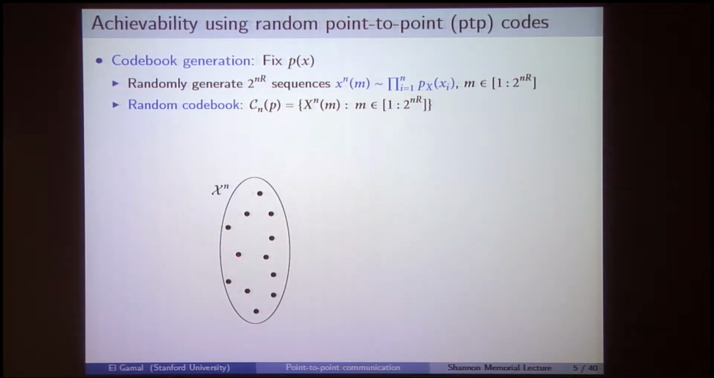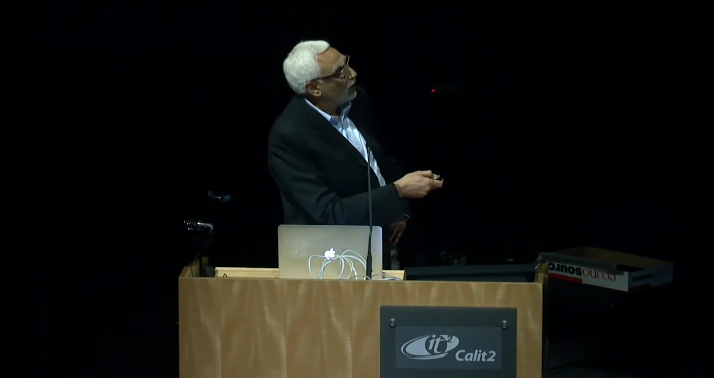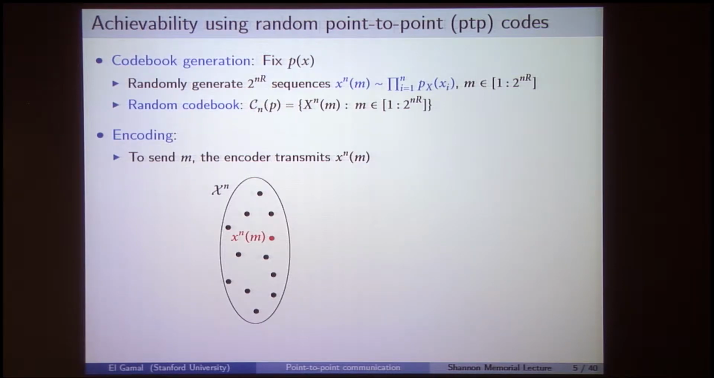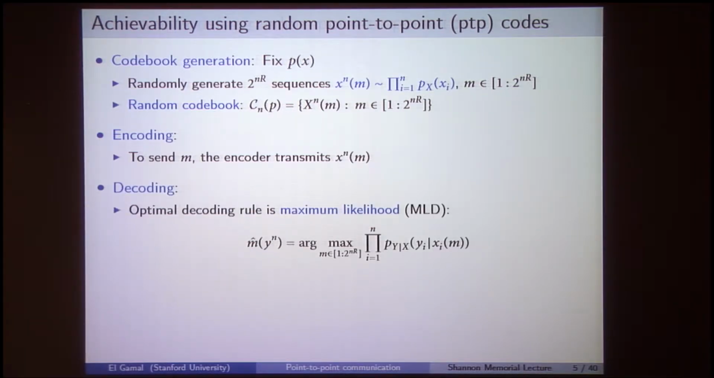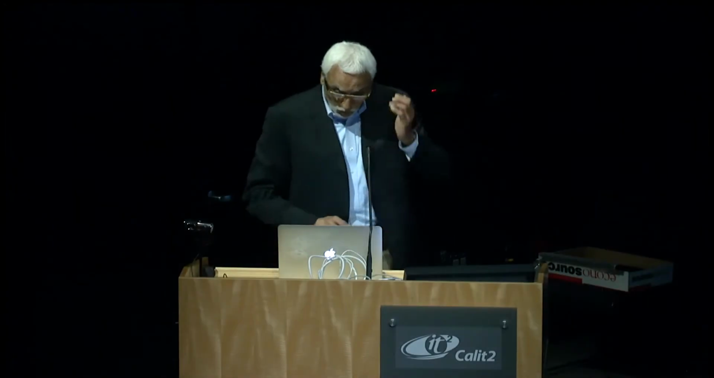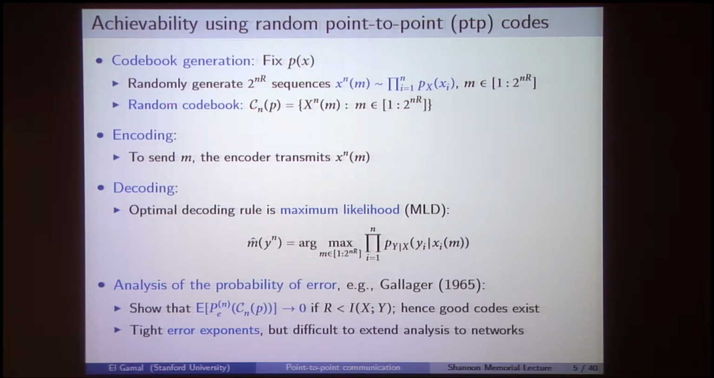Okay. So here, in this picture, I have the code words in X^n space that were randomly selected. So encoding is very straightforward. To send a message, the encoder transmits the code word from the random point-to-point code that was generated over the channel. And decoding, since the messages are equally likely, the optimum decoding rule is simply maximum likelihood. Gallager and others analyzed the probability of error for the maximum likelihood decoder and showed that the average over the random code book of the probability of error goes to 0 if R is less than the mutual information I(X;Y). And as a result, since the average goes to 0, good codes do exist.